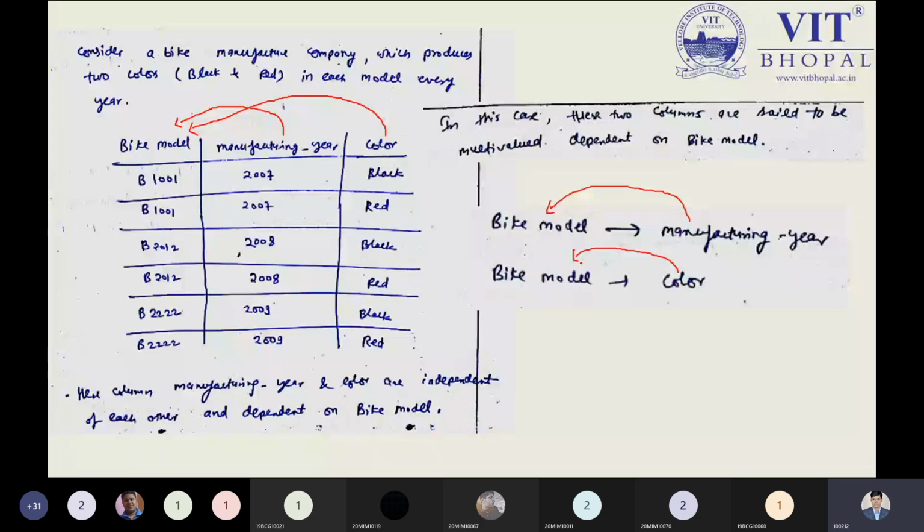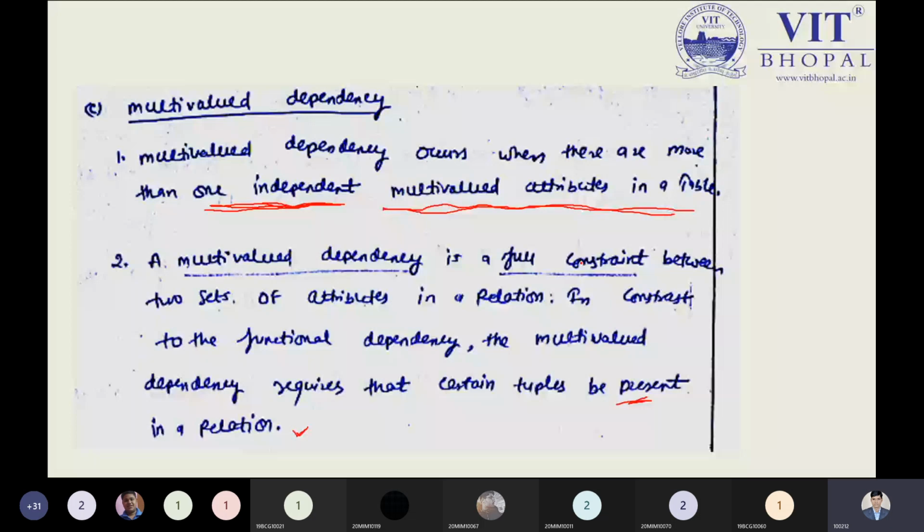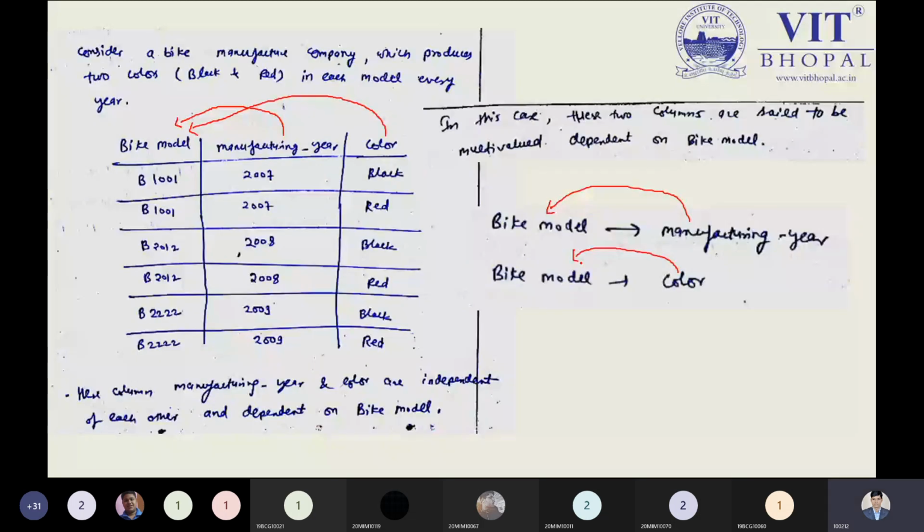Now, let us move to the definition part once again. The multi-valued dependency is a full constraint between two sets of attributes in a relation. In contrast to the functional dependency, the multi-value dependency requires that certain tuples be present in a relation. That is the point you have to keep in mind while making the relationship. Any doubt in this simple example I have taken? If you have, please let me know right now. Just tell me right now. Any doubt if you have?